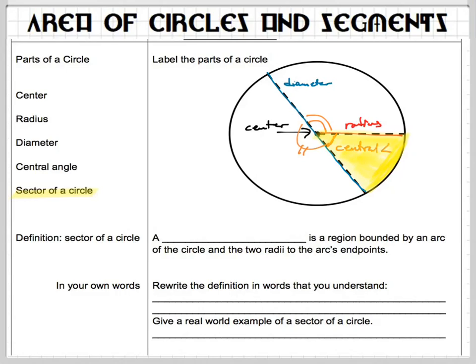A blank is the region bounded by the arc of a circle and 2 radii. A sector is a region bounded by an arc of the circle and 2 radii. Rewrite the definition in your own words. For real world examples, we get the obvious: the pizza, the pie, the cake. Very good, guys.